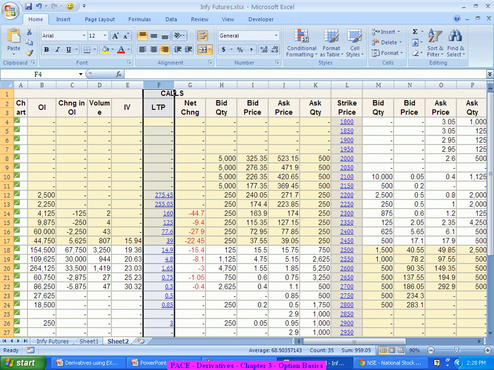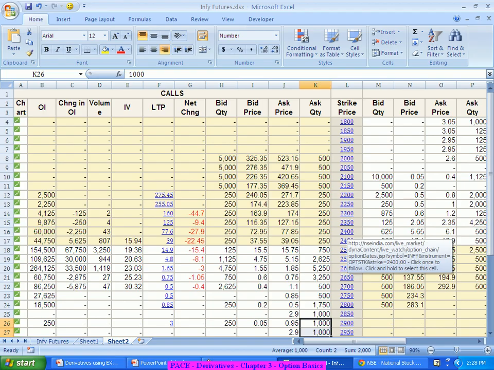A lot of 125 needs to be purchased or sold. Even here you see the quantity they are saying. This is the bidding quantity. There are some at 500, some at 250, some at 1000, probably multiples of 125. The minimum is 125.